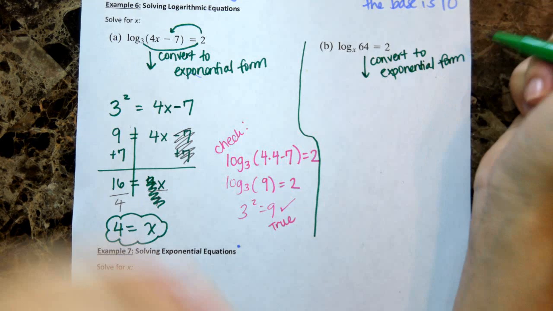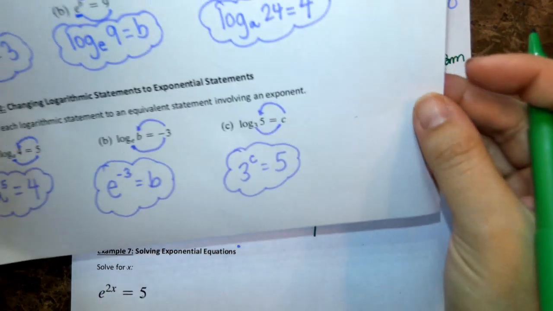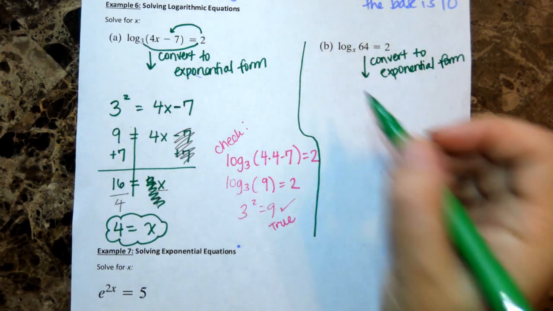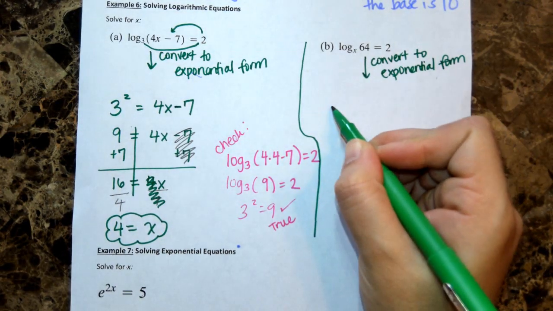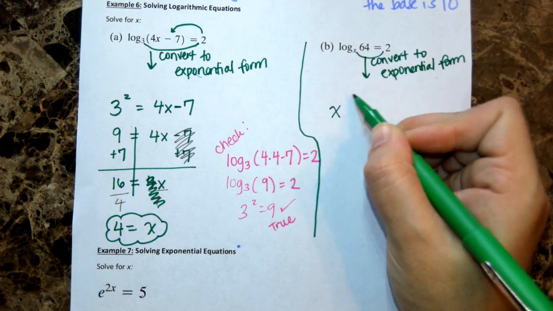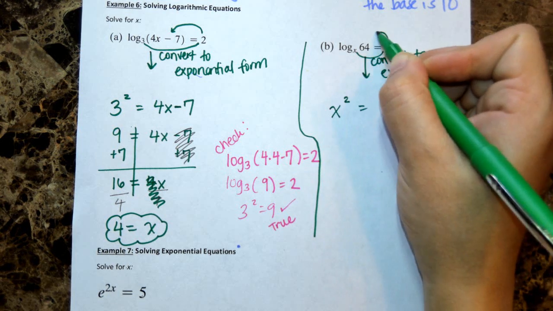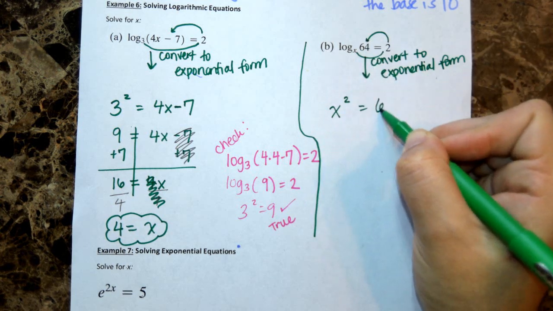Now we know how to convert to exponential form. That's what we practiced on the whole first page. Start with the base, which is this little number on the bottom, which is x. Raise it to the second power. Set it equal to whatever's inside the logarithm, which is 64.